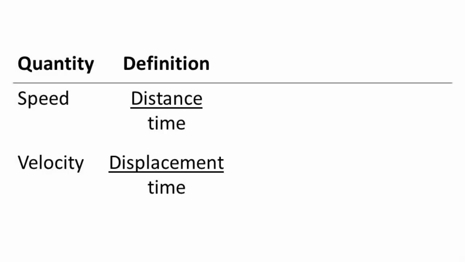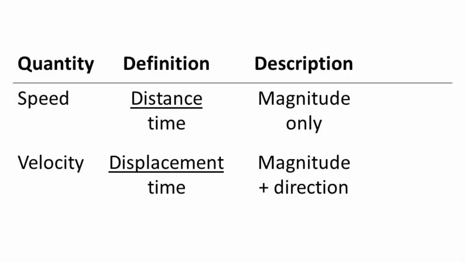So to summarize the difference between speed and velocity, both define rates of motion. But speed is defined as the total distance traveled over the time taken, while velocity is defined as the displacement over the time taken. Displacement is the distance between the start and the end point. Speed is only interested in the magnitude of the rate of motion, whereas with velocity, the direction also matters. Any quantity that can be described by the magnitude alone is called a scalar quantity, while quantities that require both the magnitude and the direction to describe it are called vectors.